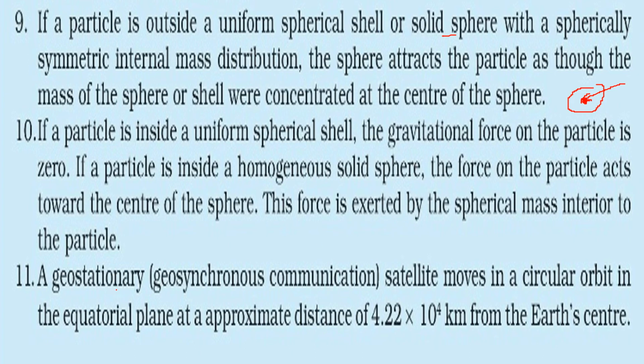The geostationary, we have geosynchronous communication. Geostationary satellites move in a circular orbit in the equatorial plane. Means if this is Earth, this is the equatorial plane, they move in this plane, at an approximate distance of around 4.22 × 10⁴ km from the Earth's center.